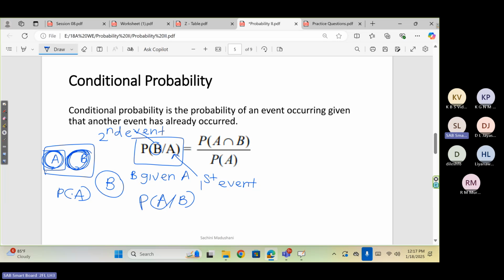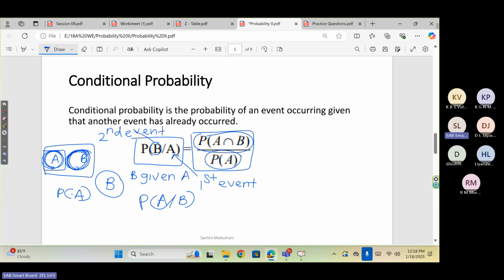Then the other thing is how we find the conditional probability value. There is a formula. First we write a fraction. The numerator represents the intersection of the two given events. Here we discuss event A and event B, so we write A intersection B, divided by the probability of the first event. Here A is the first event, so we write probability of A.